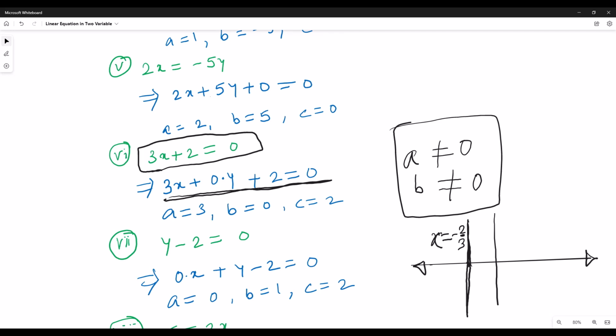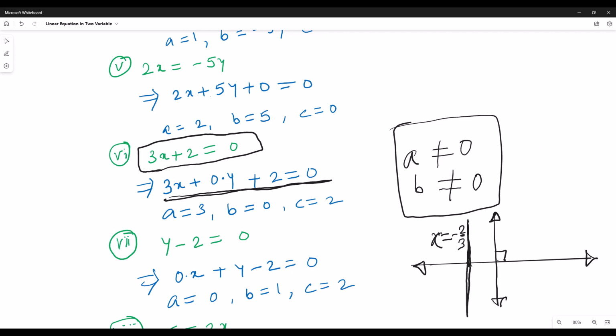So I'm trying to explain this: though it appears like it is a linear equation in one variable, we can write it in the form of a linear equation in two variables. If it is only one variable, we can represent it only on a number line. But when we represent it with number lines crossing each other at 90 degrees, we can show it in the plane also.